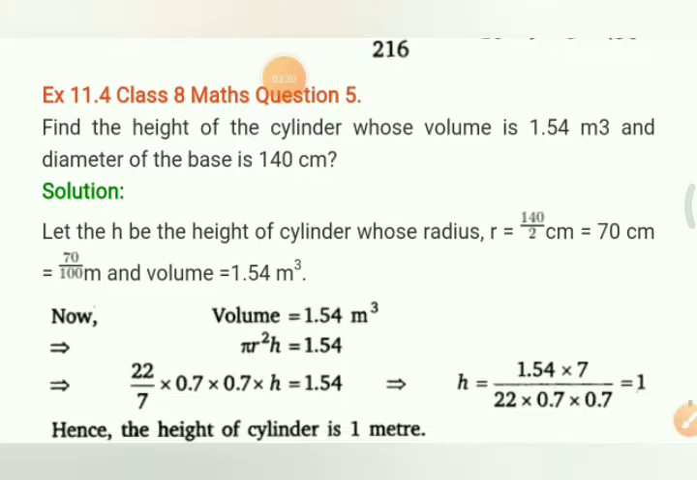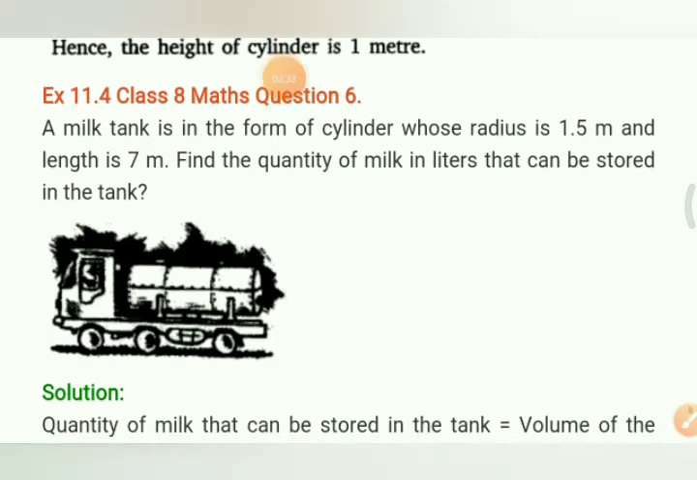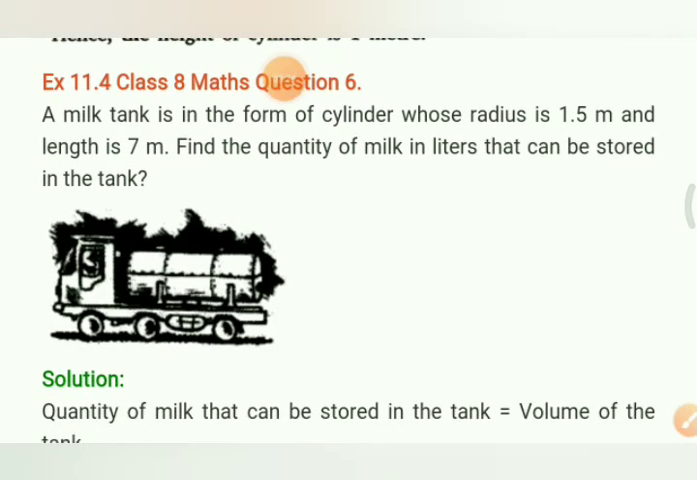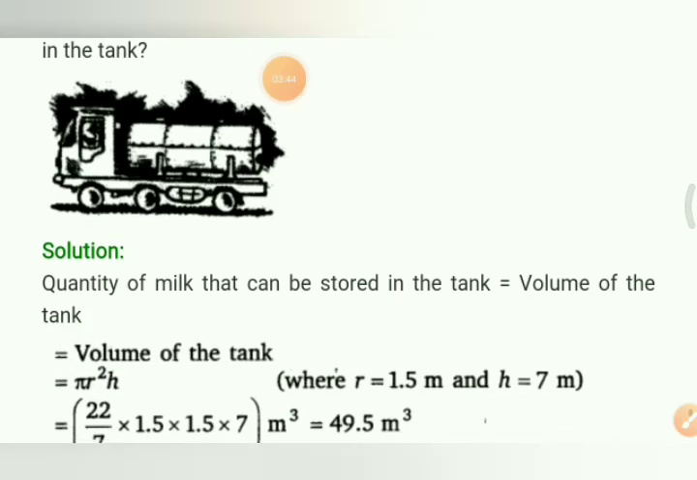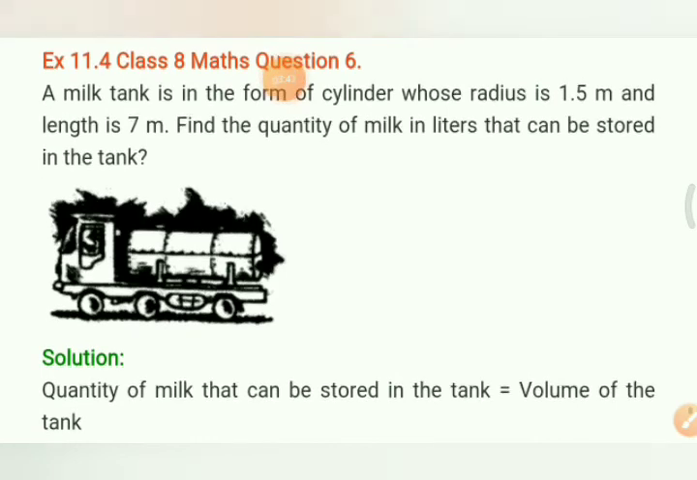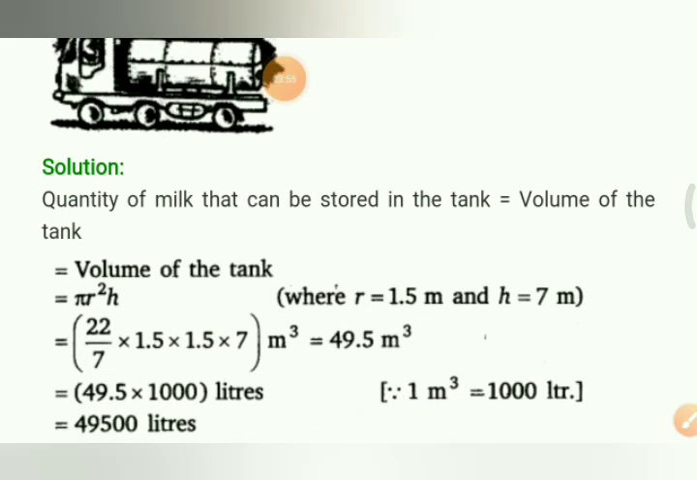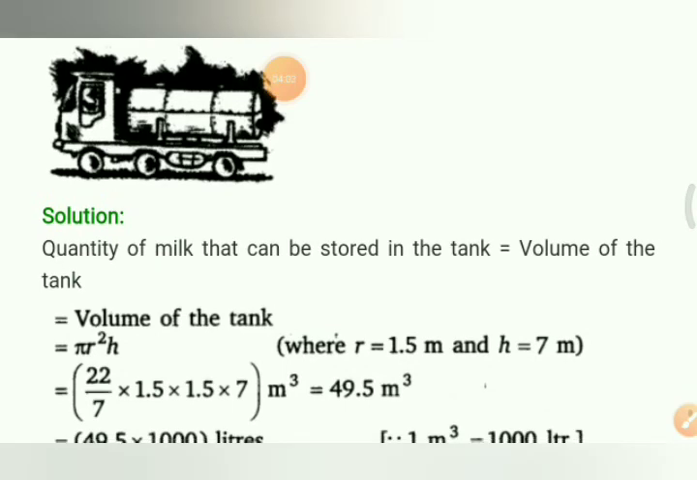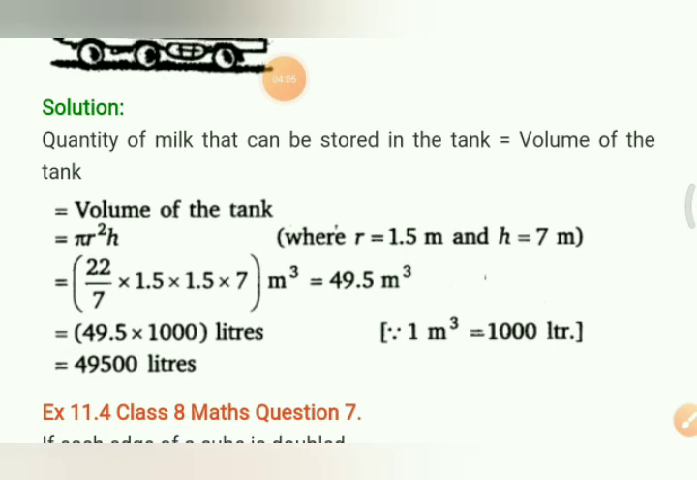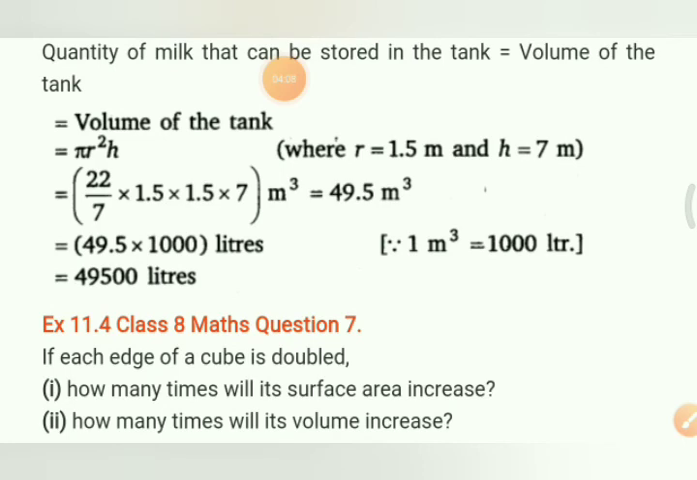Now let's see how to solve question number 6. The milk tank is in the form of a cylinder, with radius 1.5 meter and length 7 meters. Find the quantity of milk in liters that can be stored in the tank. Now you have to find the volume of the tank. So volume of tank is what? Pi R square H. All values you have to put. Radius is given 1.5, H is given as 7 meters. You have to put these values in the formula and get the volume of the tank.